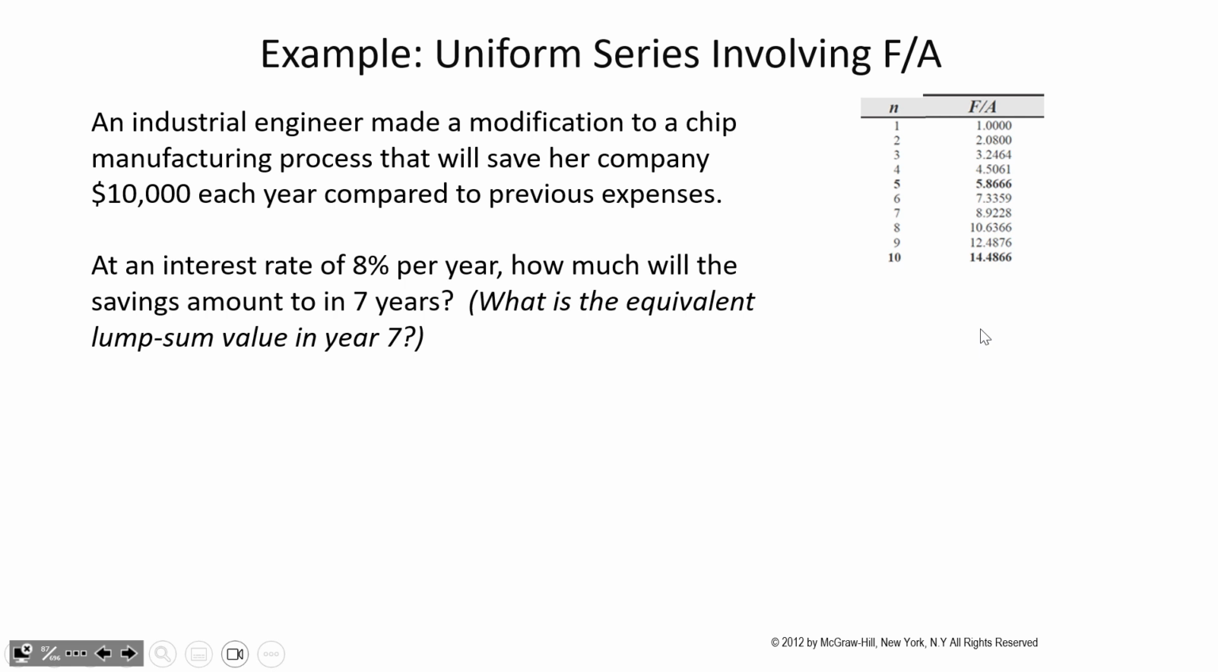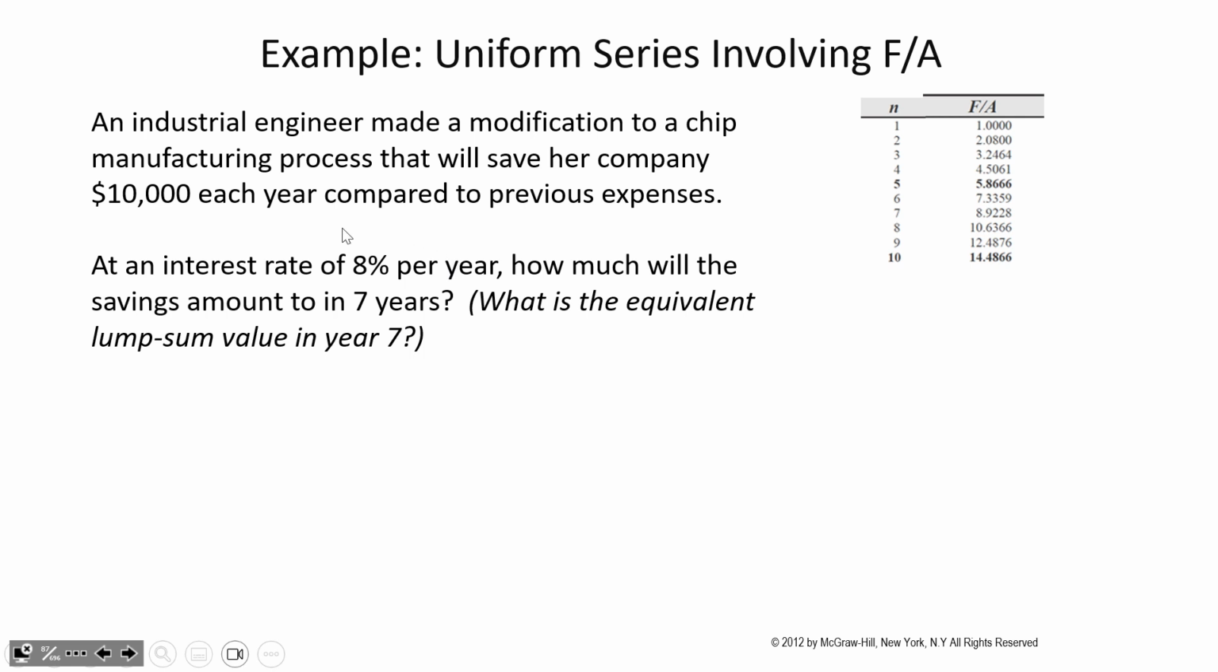If we have a uniform series where it says here an industrial engineer made a modification to a chip manufacturing process that will save her company $10,000 each year compared to previous expenses. So we consider that as a revenue because money that the company used to spend has been saved through some improvement. So that's booked as a revenue. So we have an inflow of $10,000 each year for 7 years and an interest rate of 8% per year.